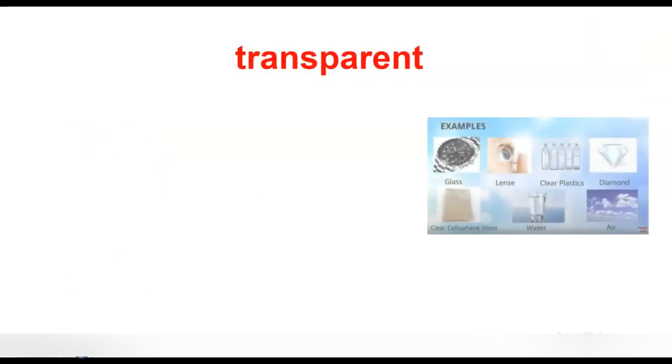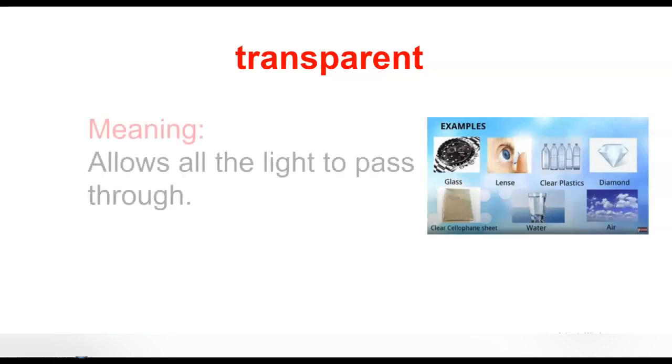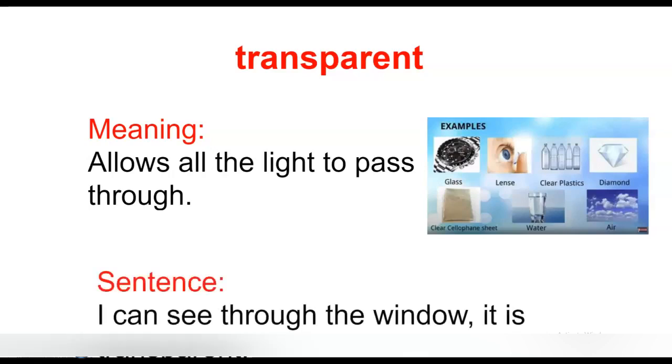Transparent. Look at the different pictures. A glass, a lens, a contact lens, clear plastics, a diamond, water, air, cellophane sheet. It allows all the light to pass through. You can see completely through the object. I can see through the window. It's transparent.